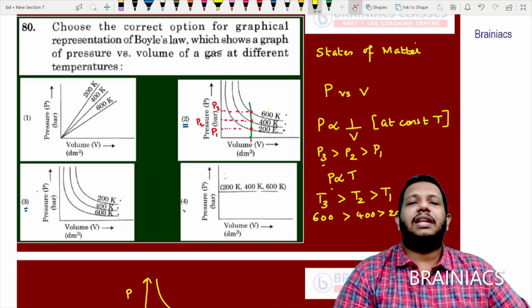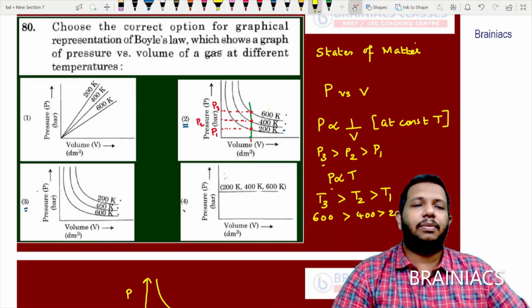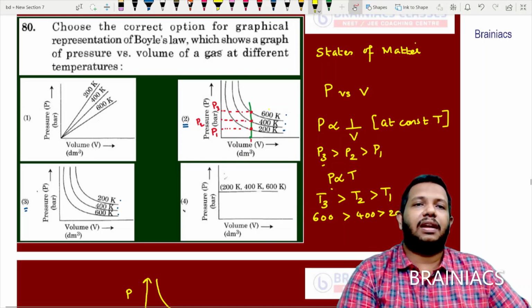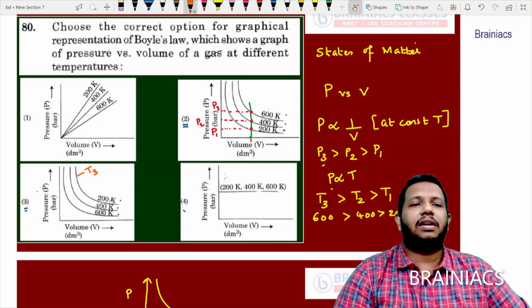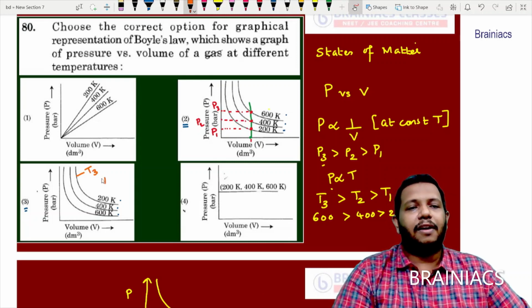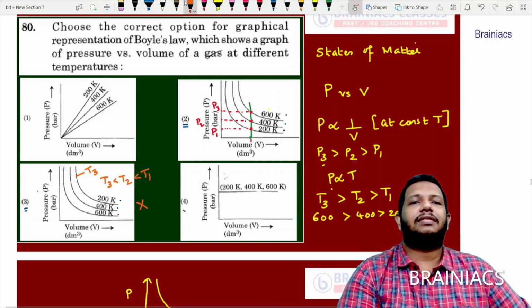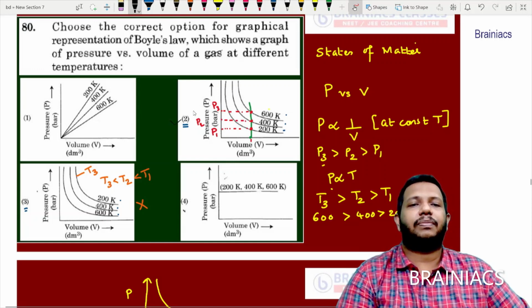So surely T3 should be higher, but in this third graph, T3 is here. I can draw it here. This graph is T3, and T3 is 200 Kelvin, which is a lesser value. So in this graph it is oppositely following T3, T2, T1. So this is a wrong one. So my answer is option 2, the correct answer.